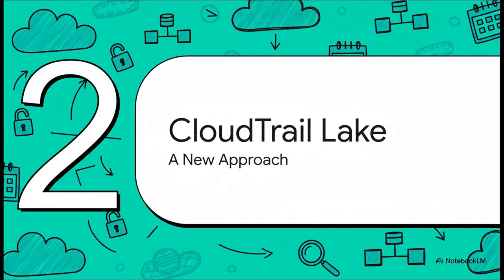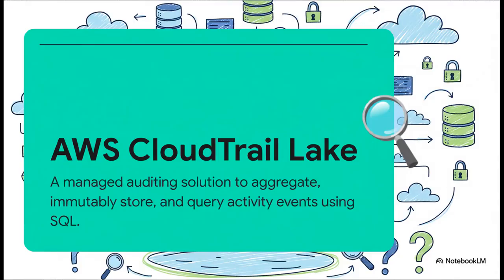And now for the solution. AWS really stepped back and reimagined what a cloud auditing tool could be, and that led directly to the creation of CloudTrail Lake. At its core, CloudTrail Lake is a purpose-built, managed data lake. Now, the keywords here are aggregate, immutably store, and SQL-based queries. It pulls everything into one place, it makes sure that data can't be tampered with, and then it gives you a super powerful language to ask it really complex questions.